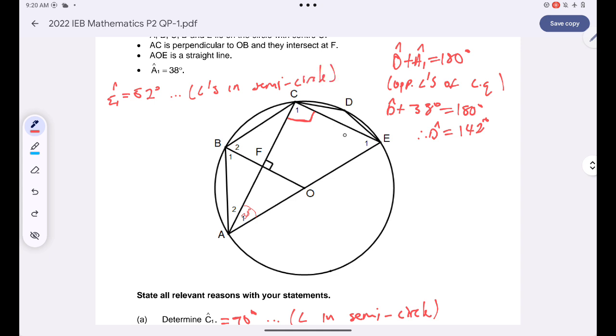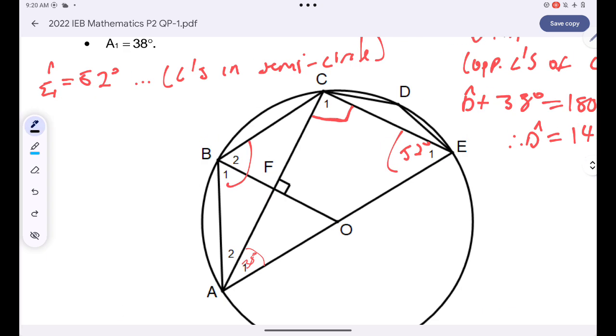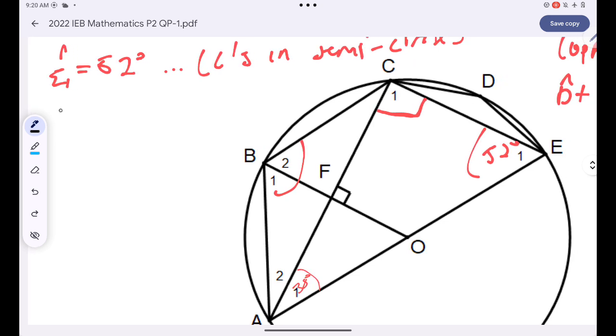Are you together? So if I know that this is 52 degrees, I can therefore calculate the value of angle ABC. How can I do that? Remember that ABCE is a cyclic quad. Are you together? So I can simply say angle ABC plus angle E1 must give me 180 degrees. Why? These are opposite angles of a cyclic quad.